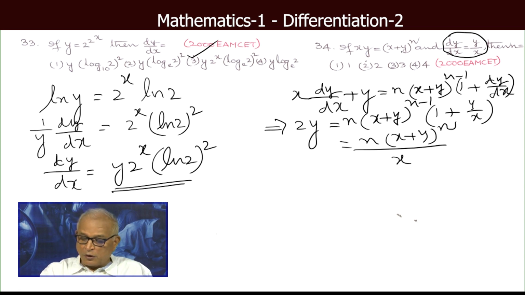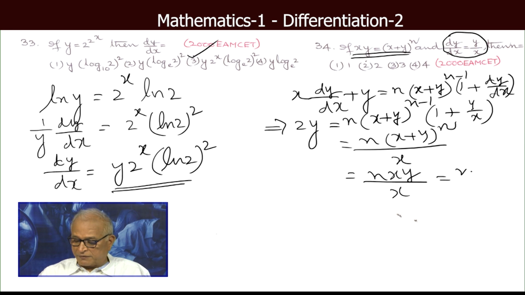What is x plus y whole power n from the hypothesis? xy. So, n times xy by x, which is equal to n times y. So, therefore, because y is not 0, this means n equal to 2. That is how you can get the value of n, which answer is 2, second option.